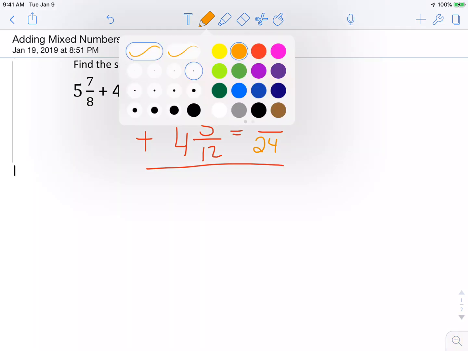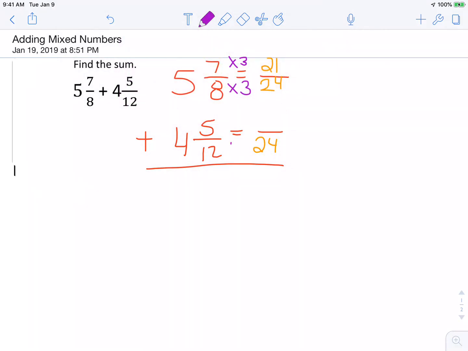Now let's look at the one at the bottom. What color did I use? Purple. 12 times what equals 24? Well, 12 times 2 equals 24. Whatever you do to the bottom, you have to do to the top. So I'm going to take 5 times 2, and that would be 10.